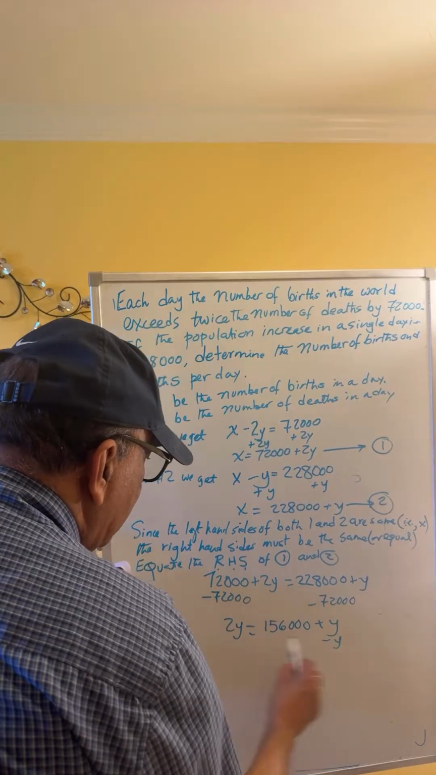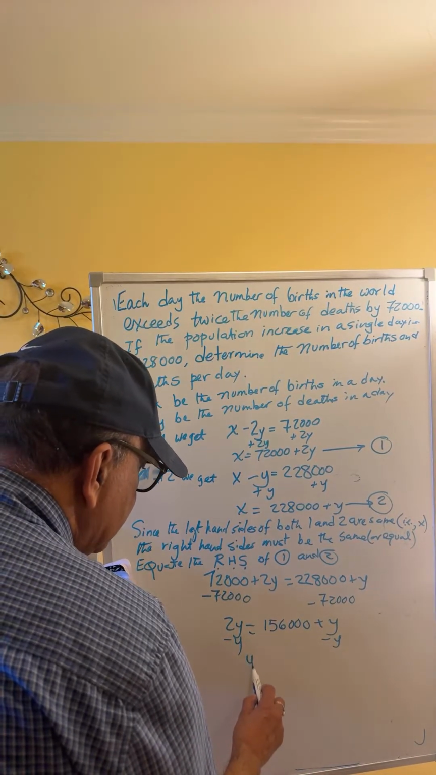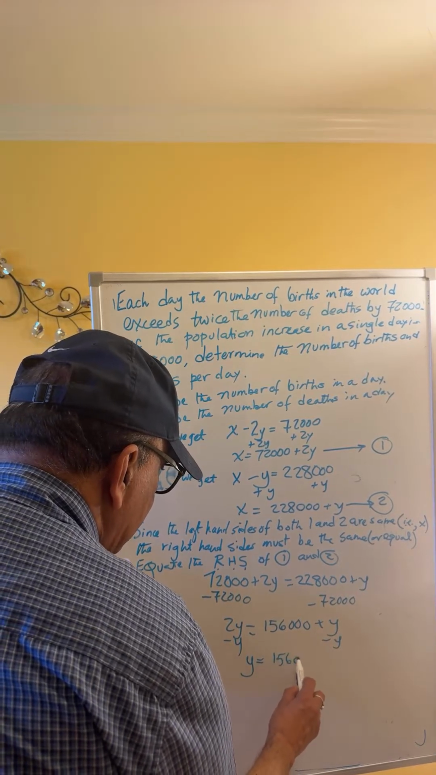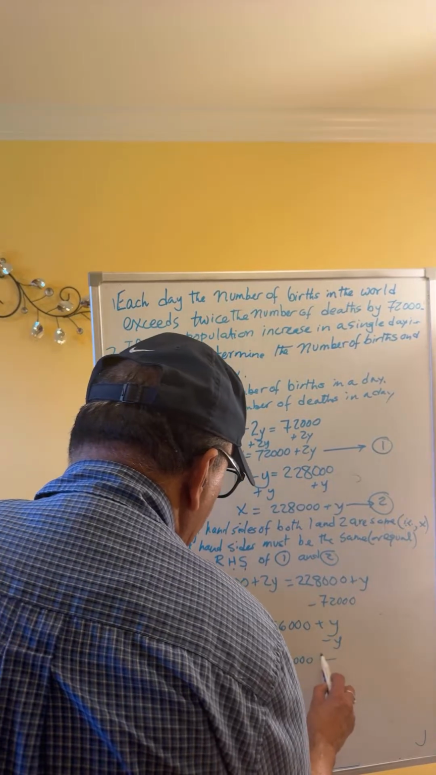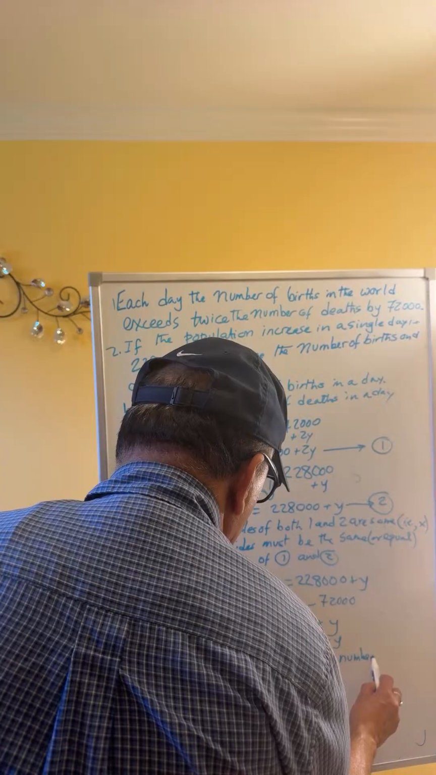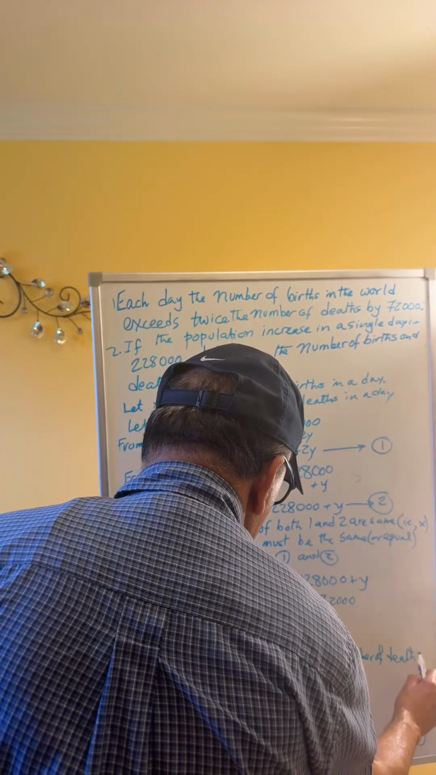Then subtract y on both sides. So 2y minus y is equal to 156,000. This is the number of deaths per day. Deaths per day.